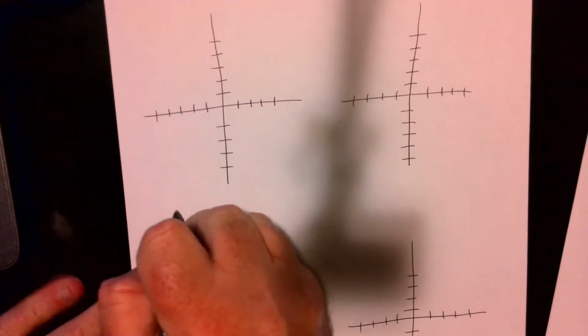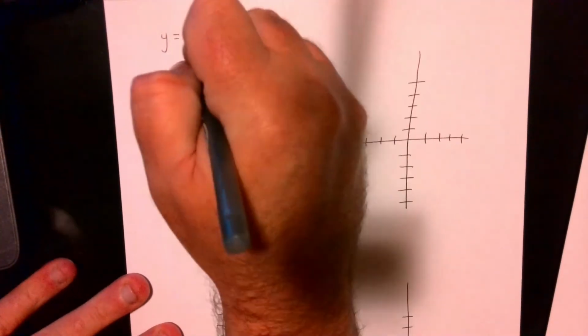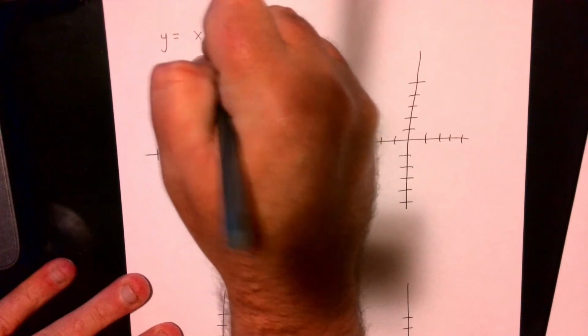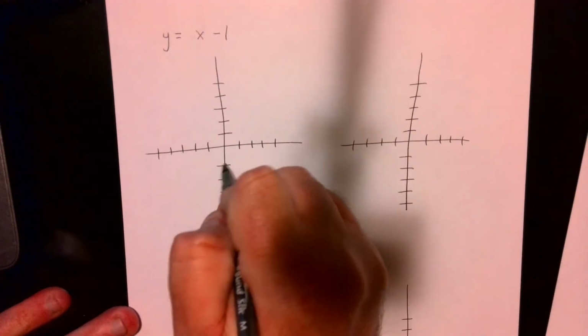If we have the equation y equals x minus 1, where is this graph going to begin? Where is the starting point? The beginning point is right here. It's going to start at negative 1.